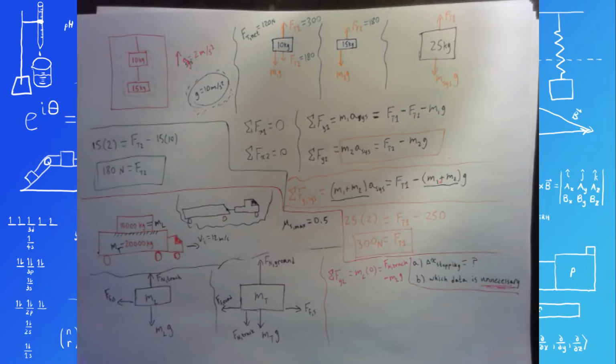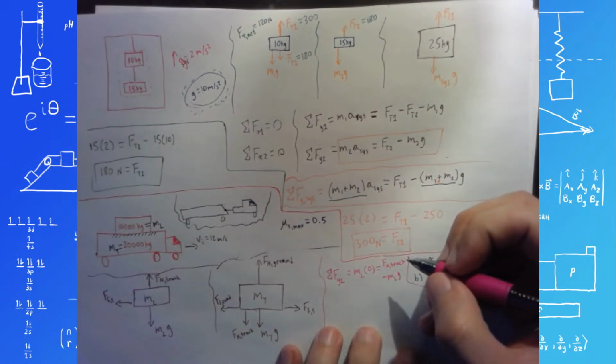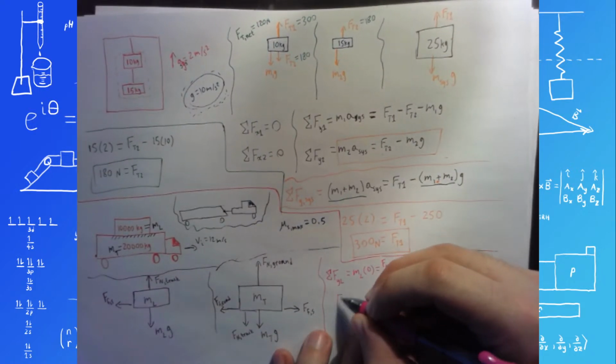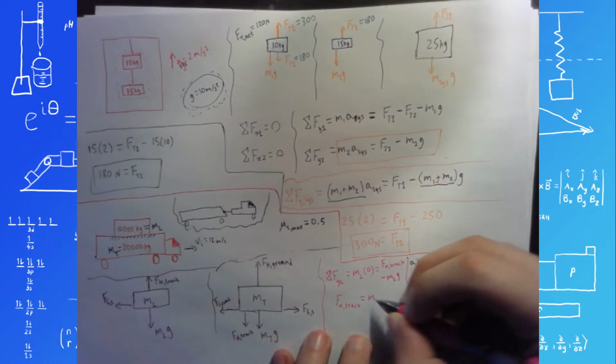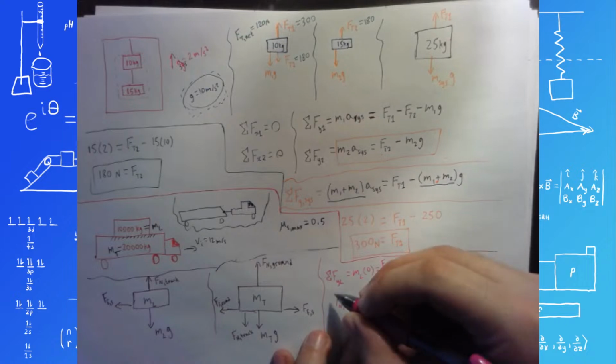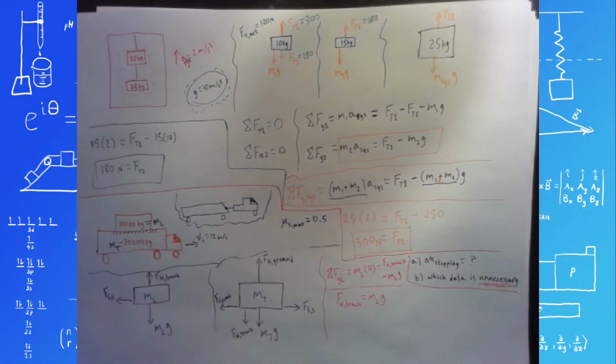So, actually, I'm not even going to use my calculator yet. Normal force truck equals mg. Normal force truck equals m load times g. That's the conclusion that we get from using the net force y equation.